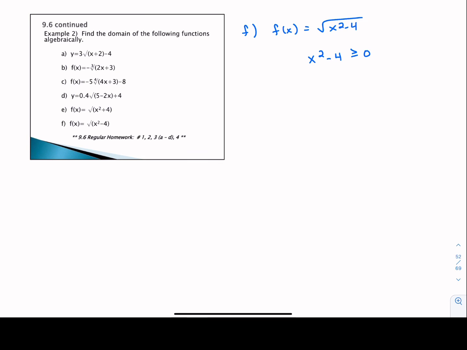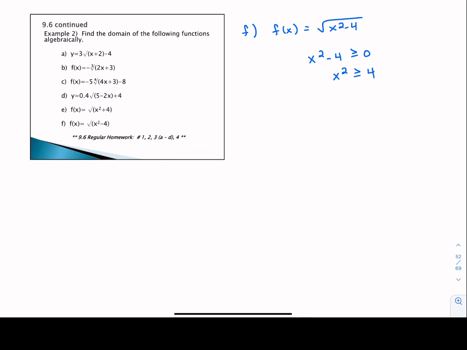Now, this is not the same as the previous example because instead of adding 4, we're subtracting 4. So there's potential for us to end up with a negative in that radicand. So we need to be careful to avoid those values of x that are going to give us negative values overall in that radicand. If we were to continue trying to solve this inequality, let's say we add 4 to both sides. So x squared is greater than or equal to positive 4.